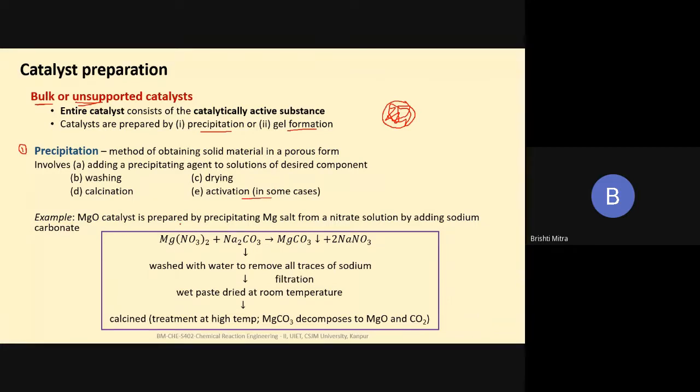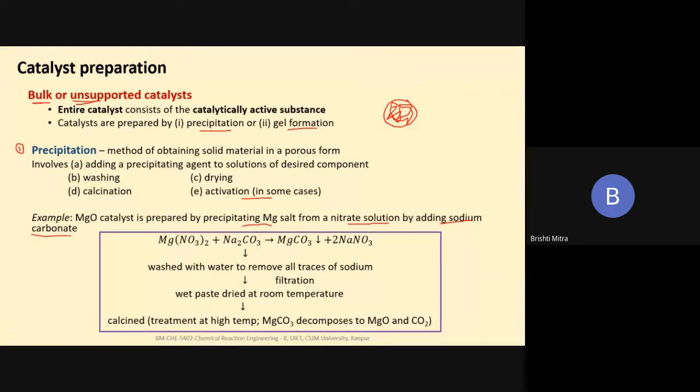Magnesium oxide catalyst is prepared by precipitating magnesium salt from a nitrate solution by adding sodium carbonate. So which bulk catalyst are we trying to make? The bulk catalyst we are trying to make is magnesium oxide. And how do we make that? We start off with a magnesium salt, which is essentially magnesium nitrate. This is a soluble salt, so it will be in solution. This is my first step: the solution of the desired component, magnesium nitrate, to which I add a precipitating agent. Here my precipitating agent is sodium carbonate.